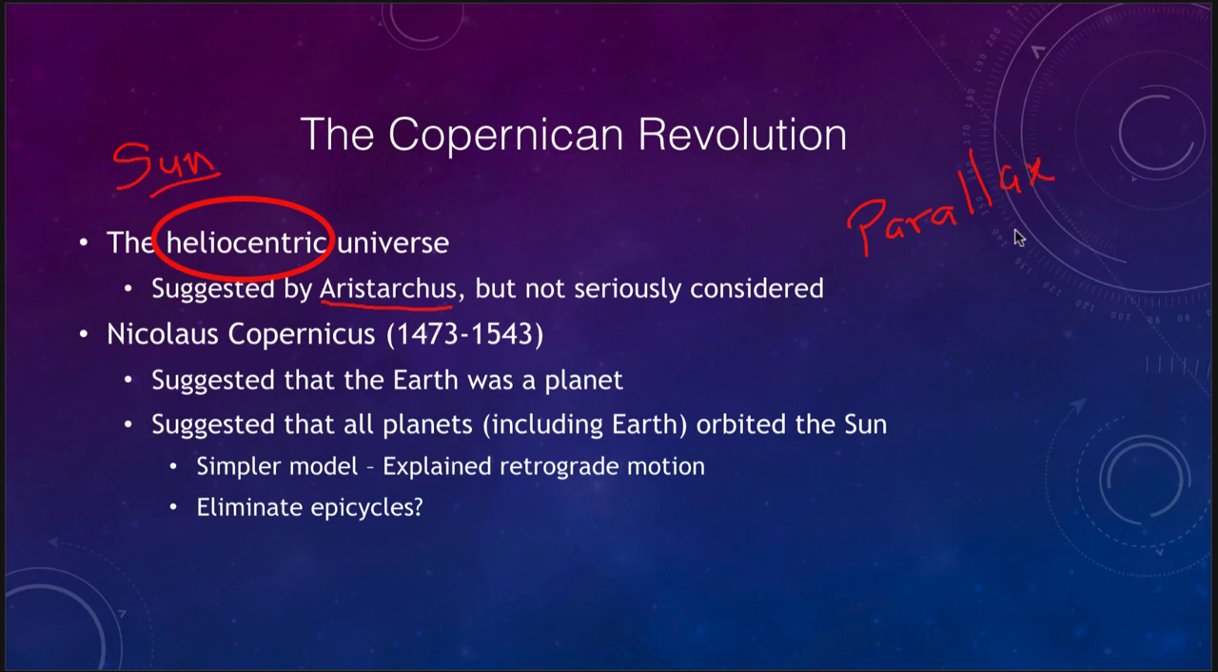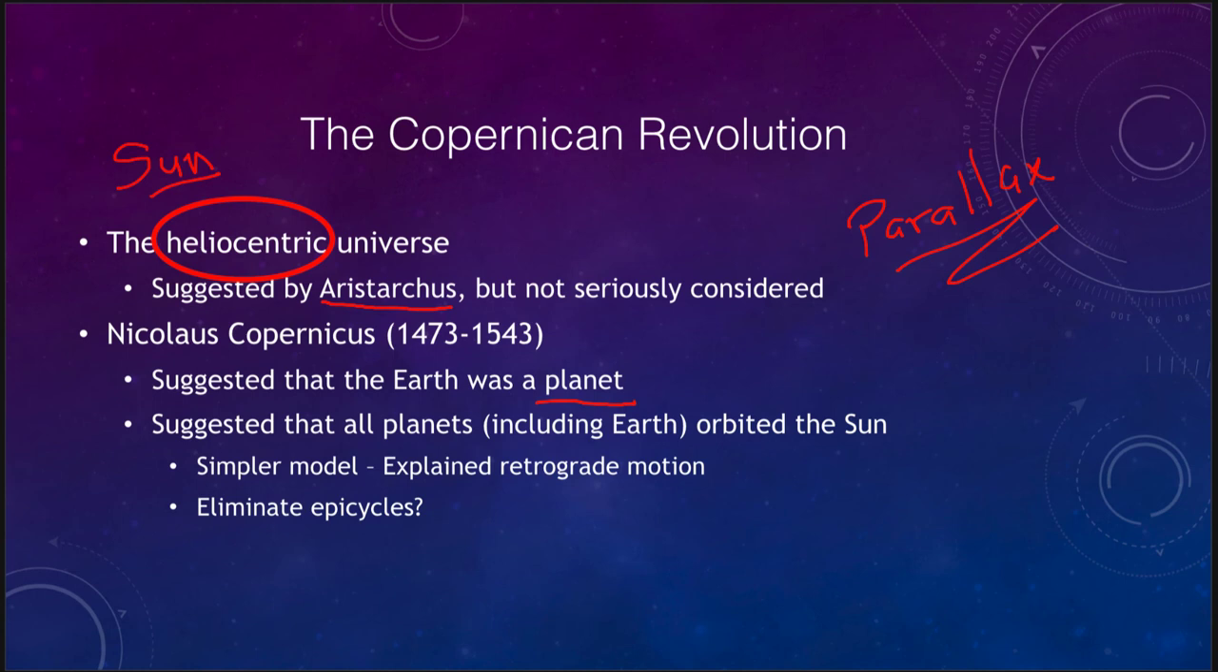Parallax is the apparent motion of a nearby star relative to a much more distant star. It is a prediction that would occur if the Earth is moving. And since it could not be seen, that was an argument that the Earth could not possibly be moving. It turns out that the stars are just so far away. Now, Copernicus suggested really for the first time that the Earth was a planet, just like the other five planets known at the time, and that all of the planets, including the Earth, orbited the Sun.